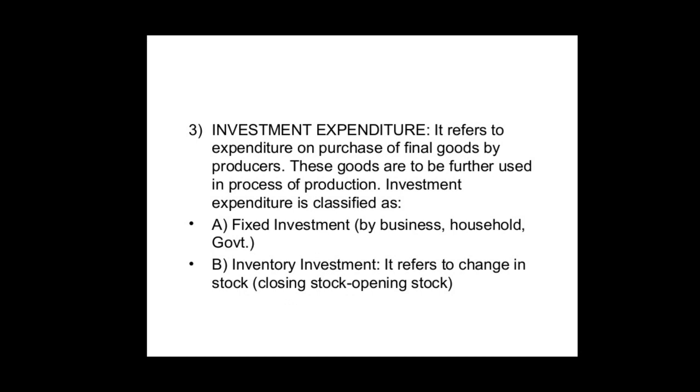Investment expenditure also includes inventory investment, which refers to the physical change in the stock of raw materials, semi-finished goods, and finished goods lying with the producers. It's included as an investment item because it represents the goods produced but not used for current consumption. It is calculated as the difference between the closing stock and the opening stock of the year.